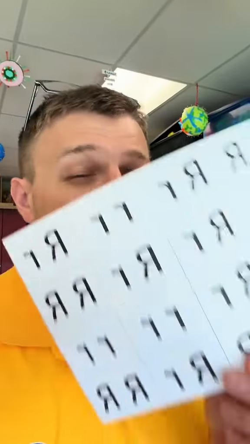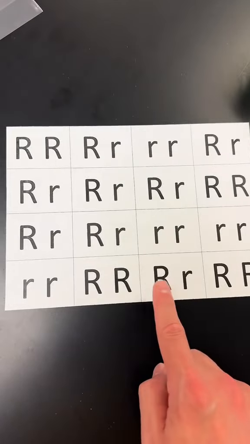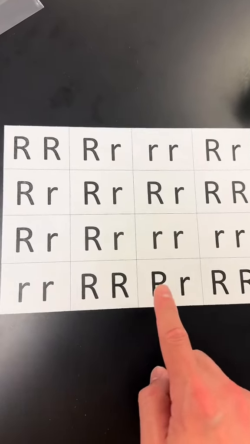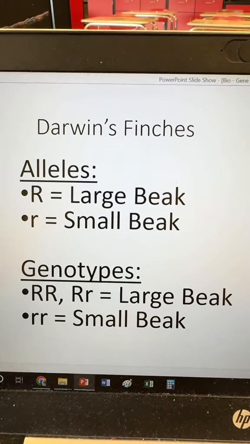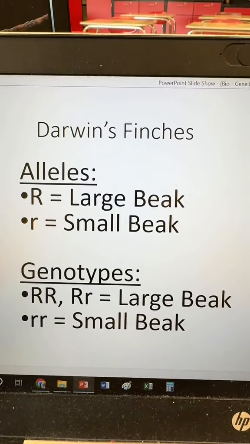Let me show you how I'm going to use these genotypes to represent evolution in my biology classes today. Each of these genotypes represents an individual in a population. For this gene, the dominant allele produces a large beak, while the recessive allele produces a small beak. And here's what they look like.